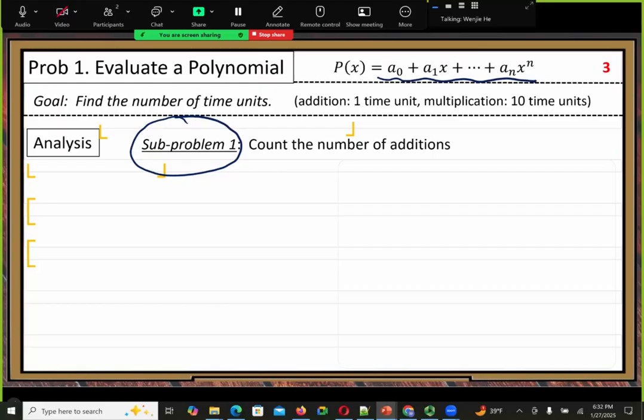He started with n equals 0. When n equals 0, you only have the A0 term, right? Then no addition, 0 additions. Then he started with 1: A0 plus A1, 1 addition. Then this is called induction.